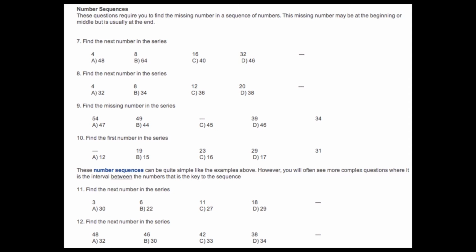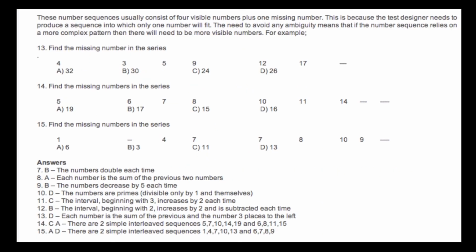These number sequences usually consist of 4 visible numbers plus 1 missing number. This is because the test designer needs to produce a sequence into which only one number will fit. The need to avoid any ambiguity means that if the number sequence is reliant on a more complex pattern, then there will need to be more visible numbers, for example.